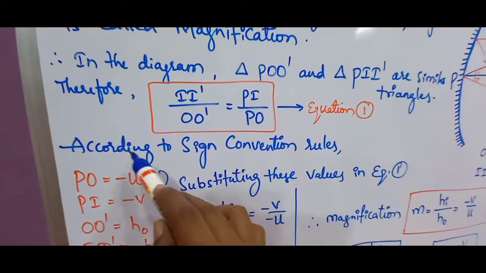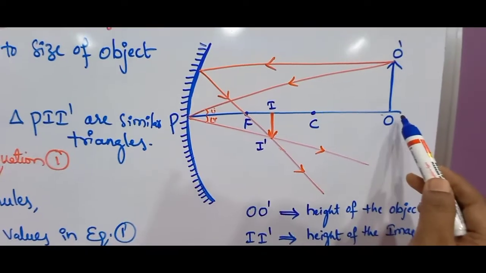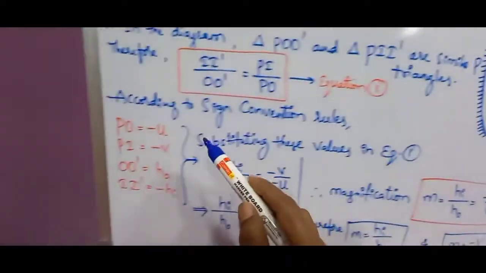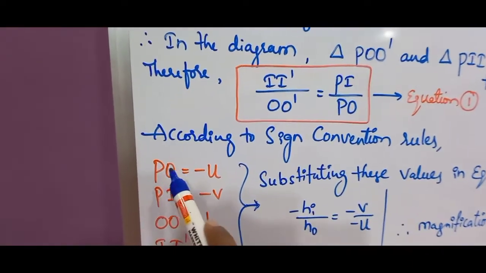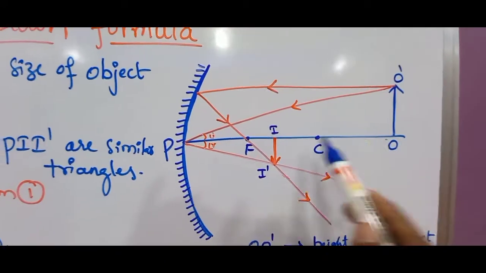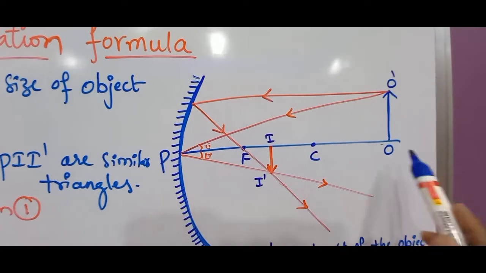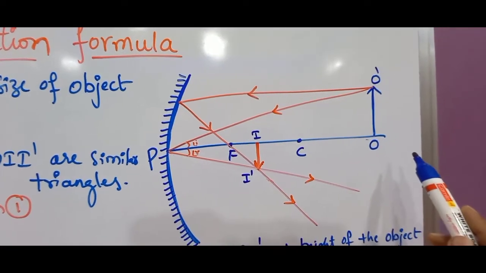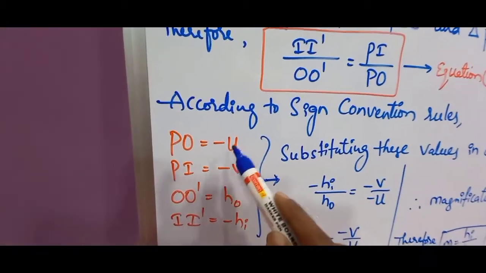According to the sign convention rules, PO is the distance from point P to point O, the object distance, which is represented with the letter u. As per the sign convention, it should be written as minus u, because to measure the object distance we have to move from the pole towards the object side, that is the right side direction, which is opposite to the direction of the incident light ray. Hence we take the object distance as minus u.